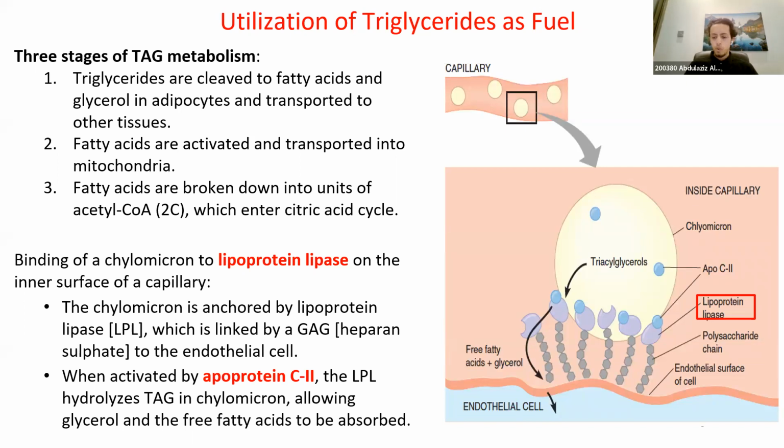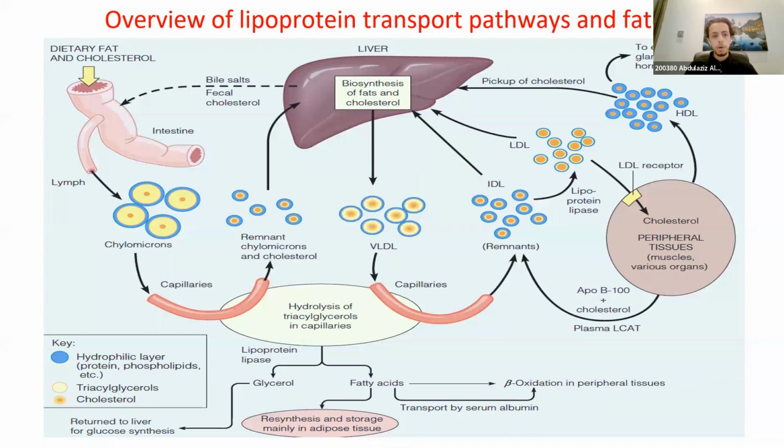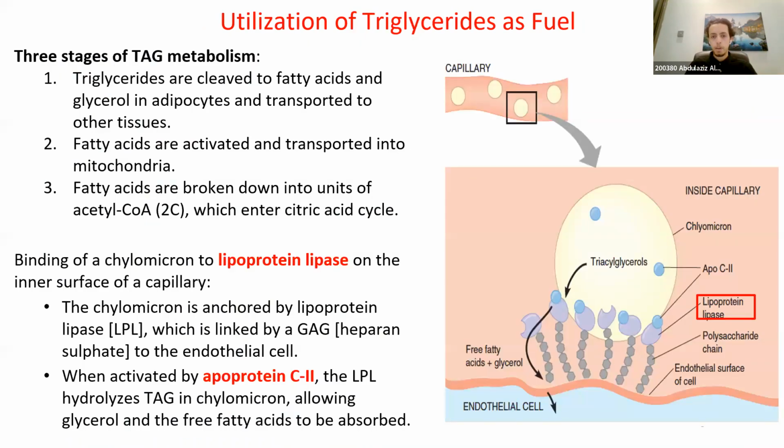So when we talked about chylomicrons and when they reach the capillaries, they are hydrolyzed, as we said, by lipoprotein lipase. So this is going to give us an in-depth picture of this. Here is the entirety of the chylomicron. The chylomicron has a specific component that attaches to the lipoprotein lipase. This is called ApoC2. ApoC2 activates lipoprotein lipase. Without it, it would not be in an active state. So lipoprotein lipase requires ApoC2 to activate it.